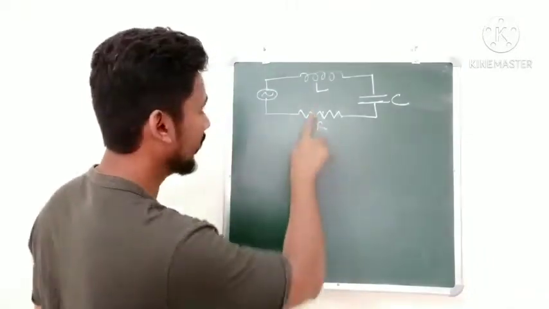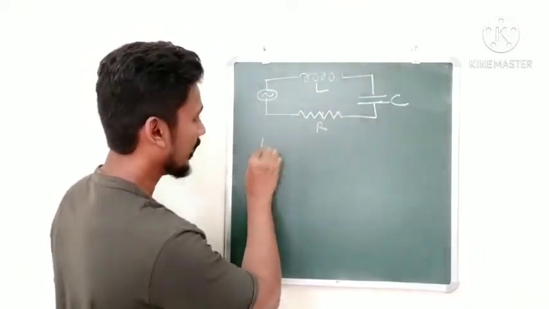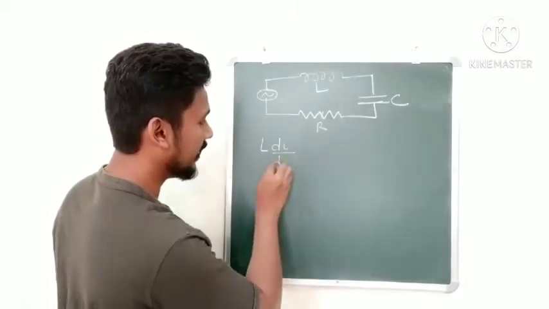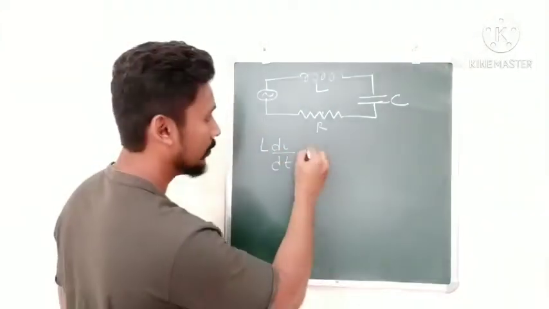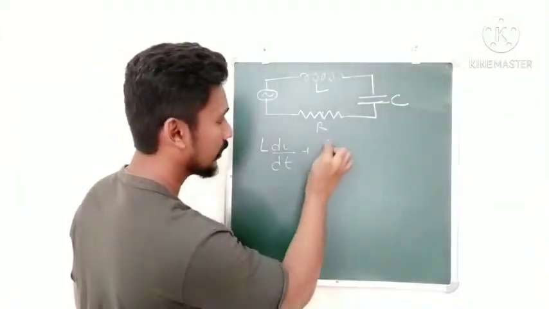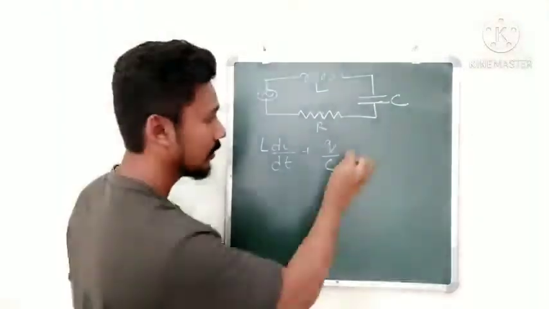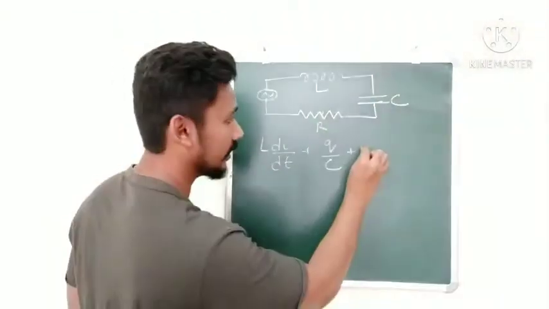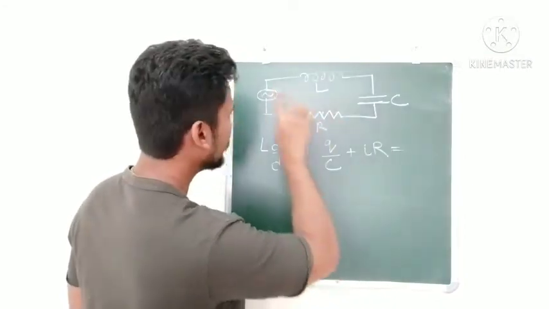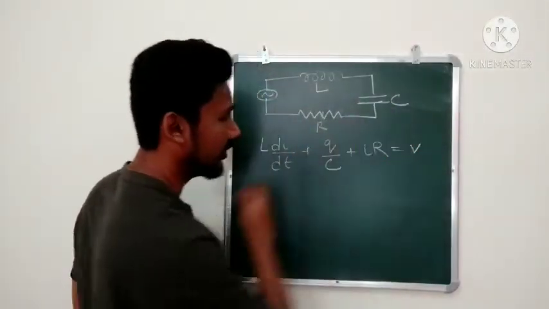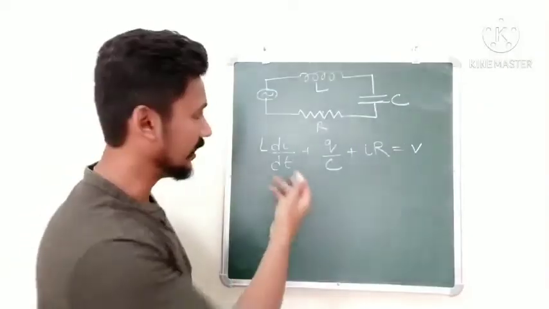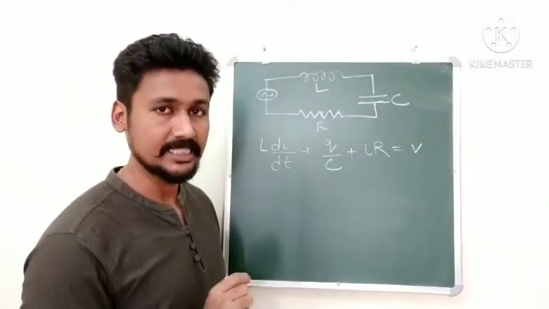So therefore we will get, how much is the voltage drop here? L di by dt, Faraday's law, plus how much is the voltage drop here? Q by C, plus how much is the voltage drop over here? I into R. This will be equal to the voltage drop across our power supply. So that is the relationship for an LCR circuit.